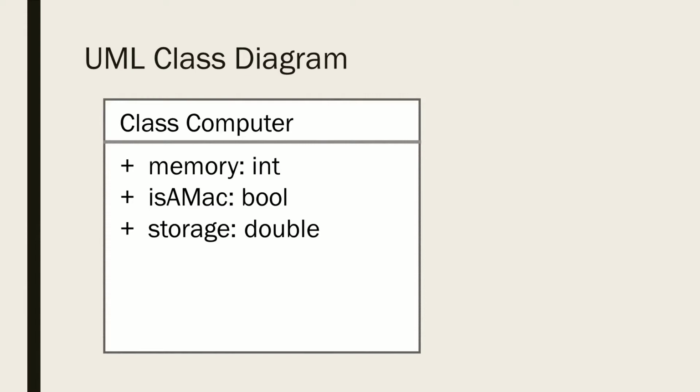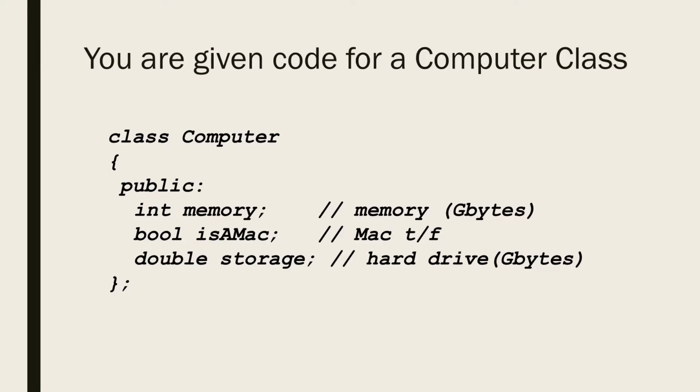What is a computer? We would say, well, it's a bundle of data members, a certain amount of memory, that's an integer. Is it a Mac? That's Boolean, and the amount of storage that it has. And we'll make that a double. And now you can see when we write the code for that, it's pretty straightforward. We have the 3 public data members all listed there. Any computer object that is made from this class definition will be a bundle of those 3 pieces of data.